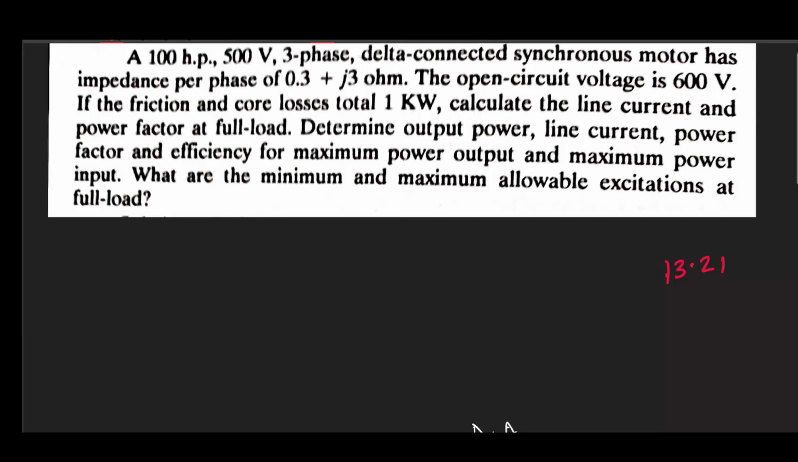A 100 horsepower, 500 volt, 3-phase delta connected synchronous motor has impedance per phase 0.3 plus j3. The open circuit voltage is 600 volt. If the friction and core losses total is 1 kilowatt, calculate the line current and power factor at full load. Determine output power, line current, power factor, efficiency for maximum power output, maximum power input. What are the maximum and minimum allowable excitation at the full load?